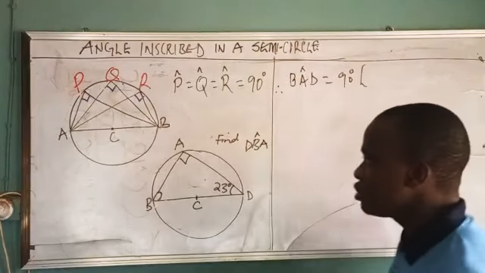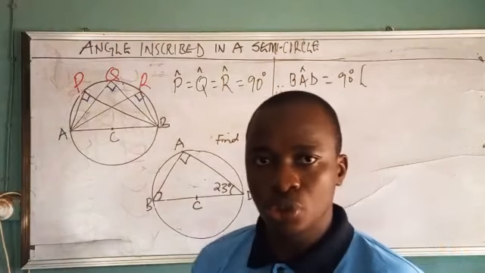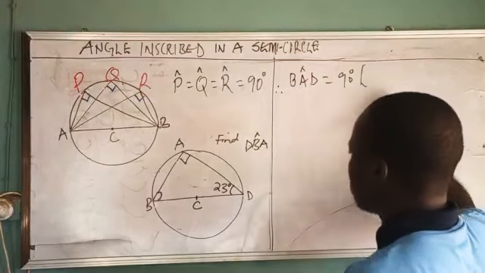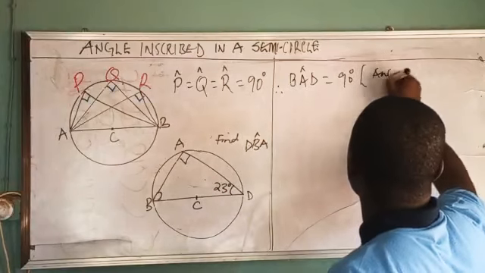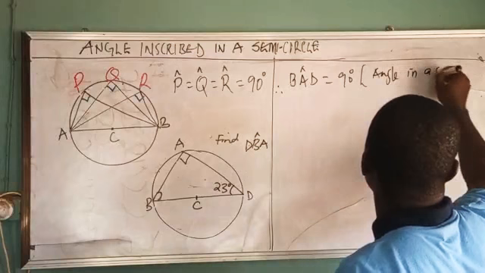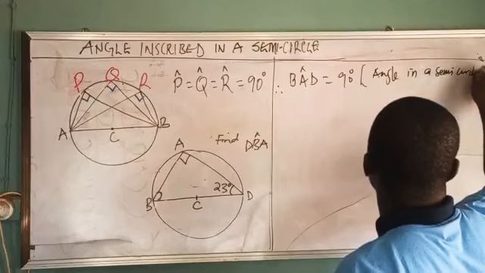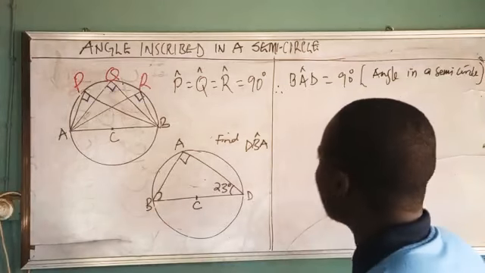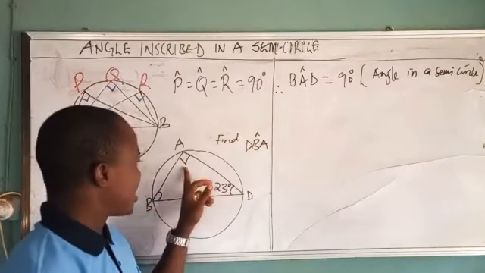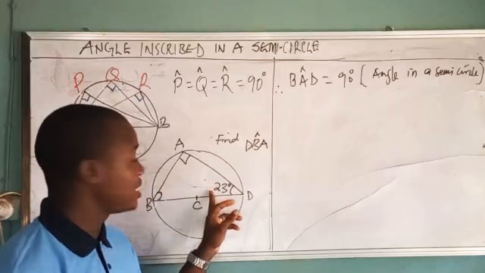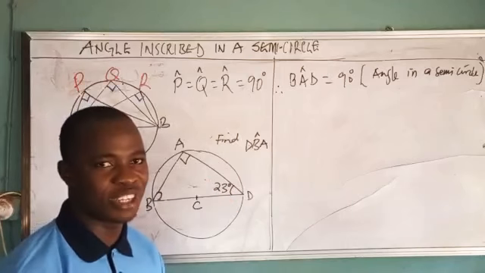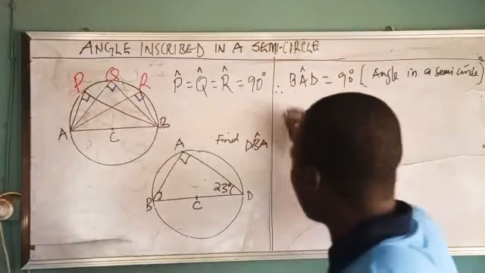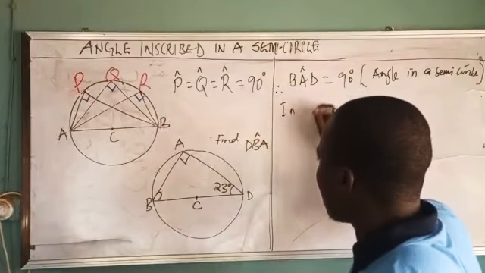But anytime you apply any theorem or rule in circle geometry, you have to state the reason. So now we have angle in a semicircle. So that is the reason that BAD is this. So far, this is 90 degrees and this is 23 degrees.